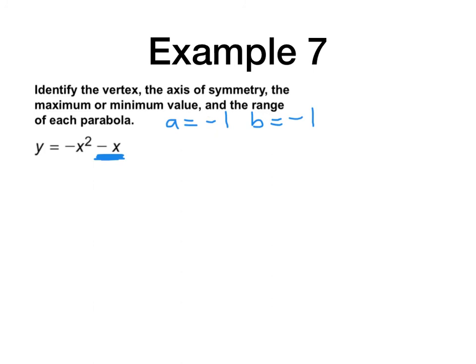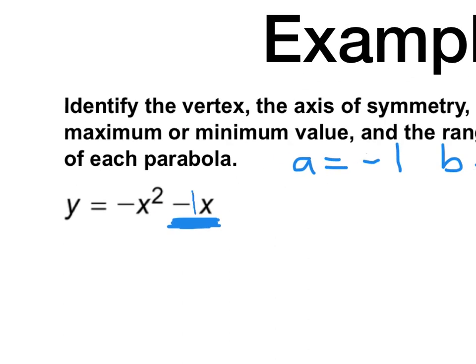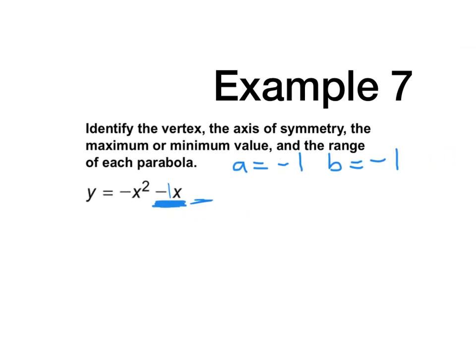Okay, so our B is negative 1, because in front of the X we see this as a 1. So we have a negative 1 right in front of it. Do we have a C value? No. So what's our C? 0. C is 0, because there's no constant term. Makes sense now. I got it.